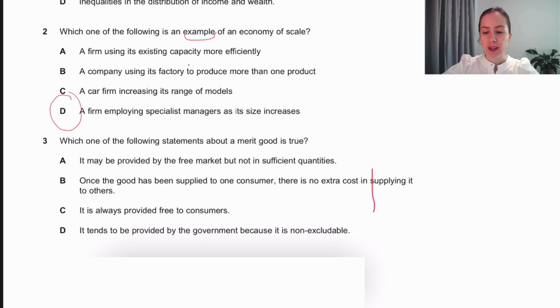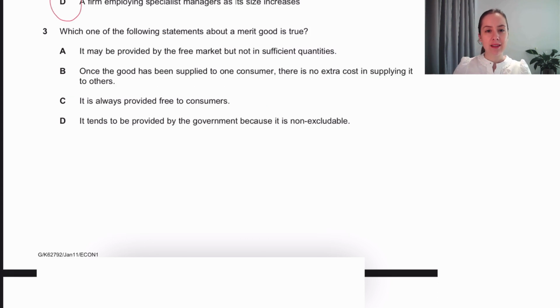A merit good is a positive consumption externality, which may also have information failure. So it is provided by the free market, but not in enough quantity. Something like a merit good is something like healthcare. We want there to be more of that good provided, so A is the answer there.